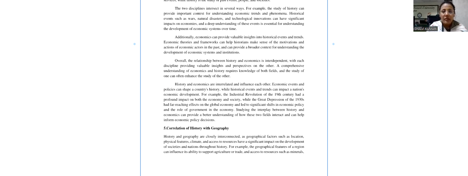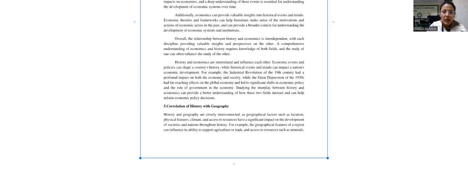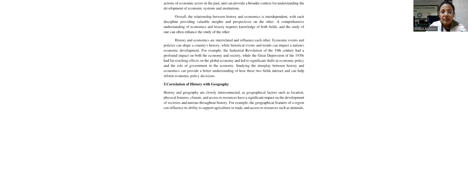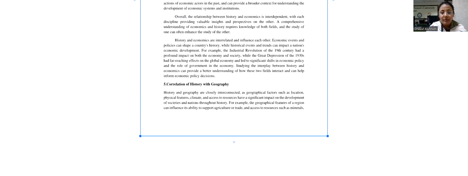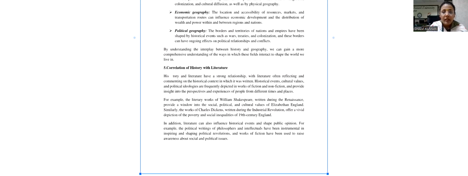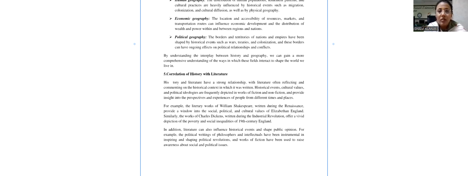Now, talking about correlation of history with geography. History and geography are closely interconnected as geographical factors such as location, physical features, climate, and access to resources have a significant impact on the development of societies and nations throughout history. For example, the geographical features of the region can influence its ability to support agriculture or trade and resources, access to resources such as minerals. So human geography is also there.